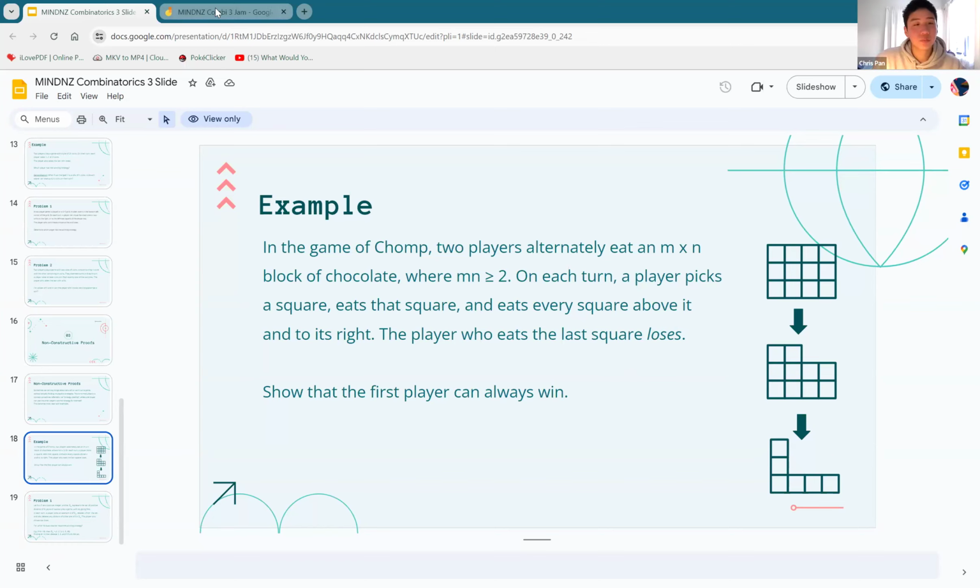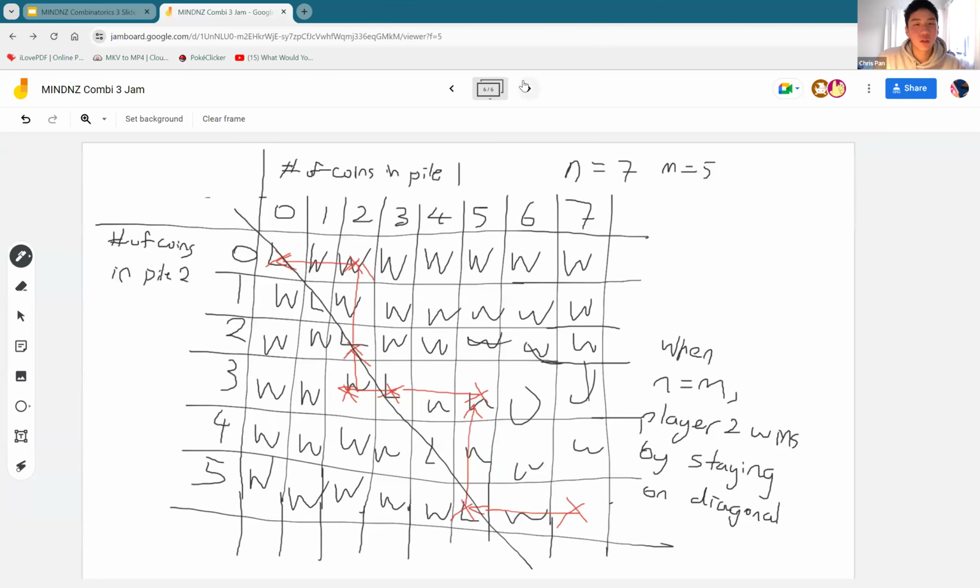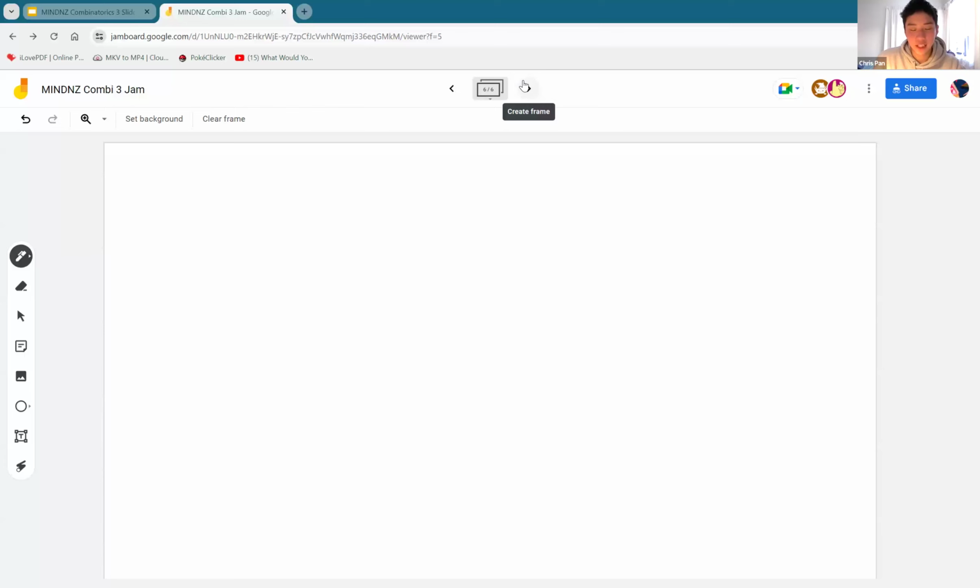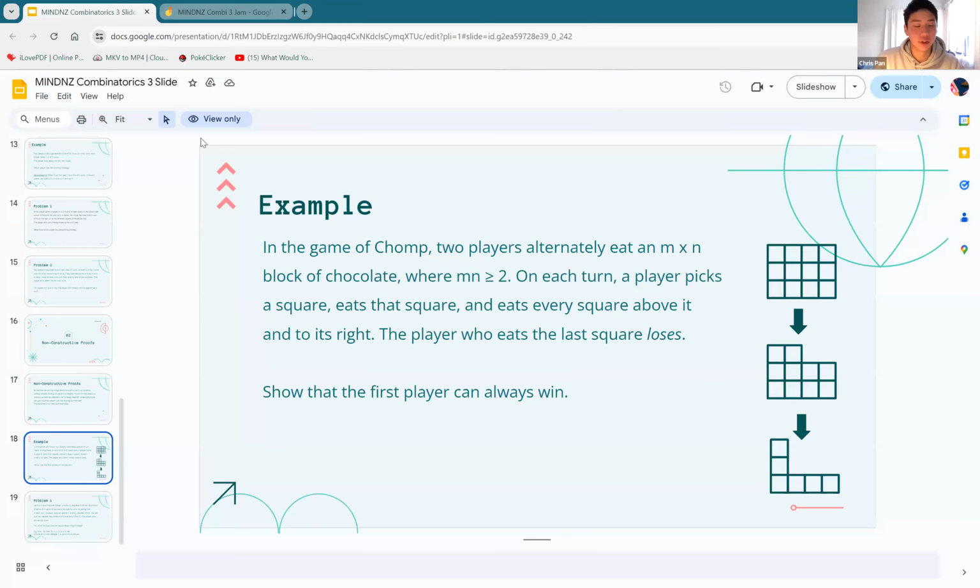Okay, so the idea behind these kinds of proofs is that we're going to assume, first, that player one can't win. And saying that player one can't win is equivalent to saying player two has a winning strategy.